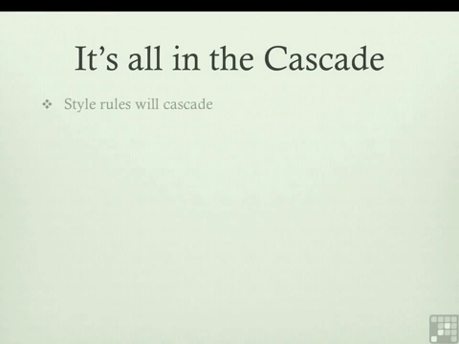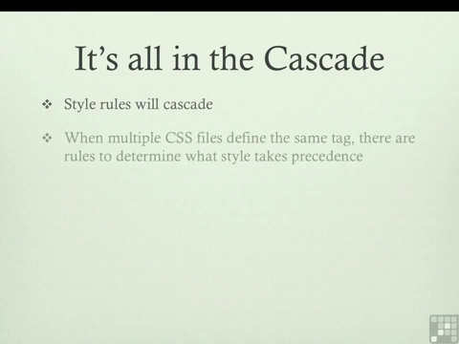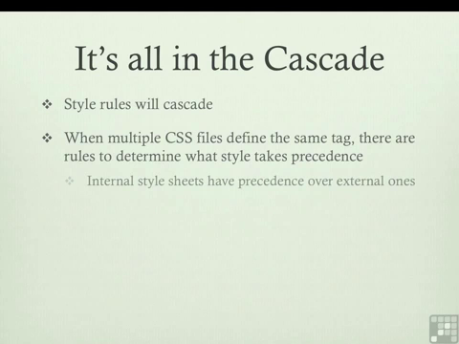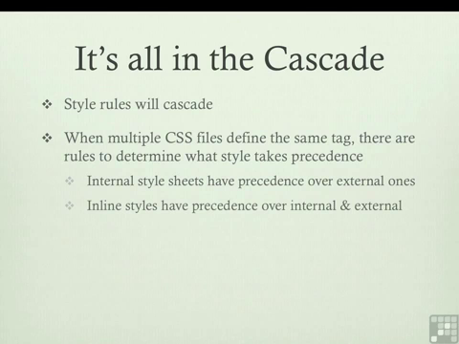Let's talk about the operative word in cascading style sheets, and that's cascade. Think about it this way. Style rules cascade. For example, if you have multiple CSS rule files defining the same tag, there are rules that determine which one it's going to use. You got 3 different files, 3 different p tags. Which one is it going to use? It can't use all 3. If we're making internal style sheets, they will have a rule over or precedence over external ones. They will rule, if you will. If we do an inline style, that's going to have precedence over internals and externals.